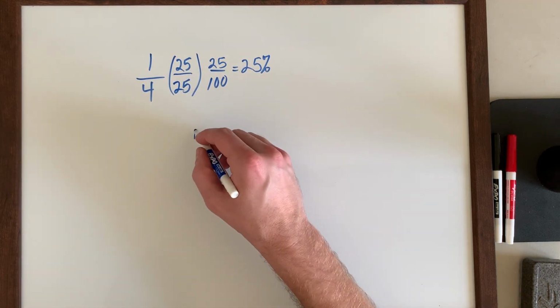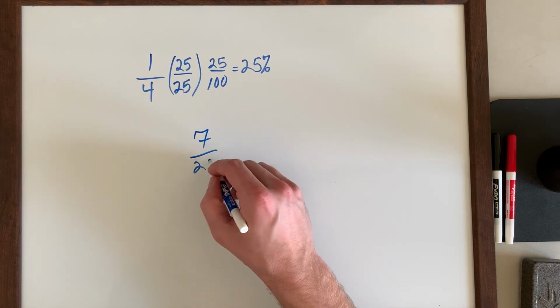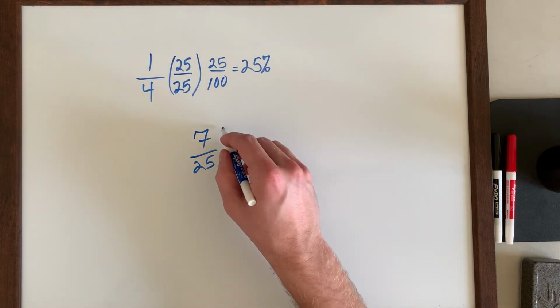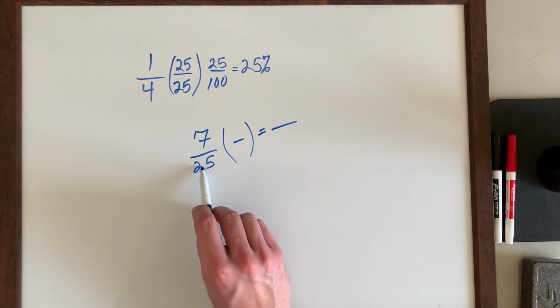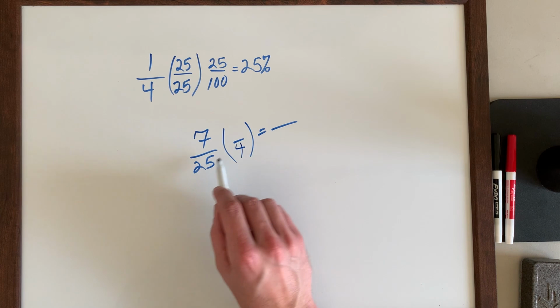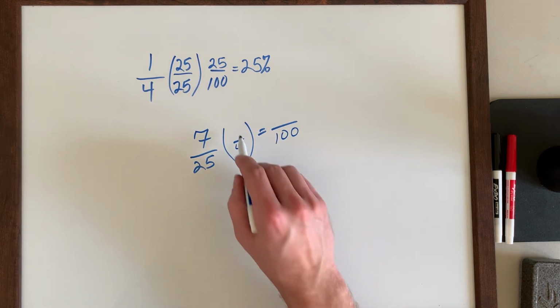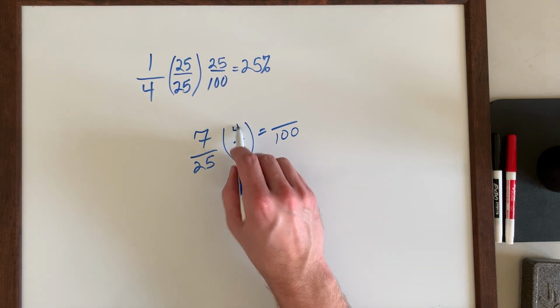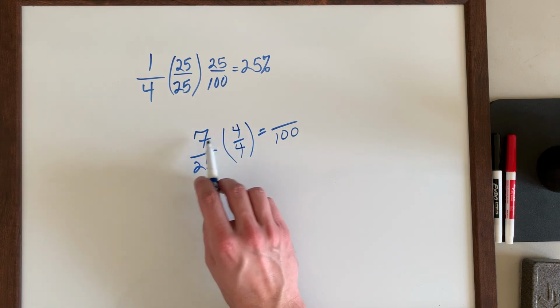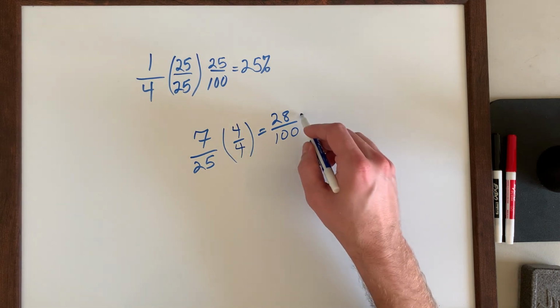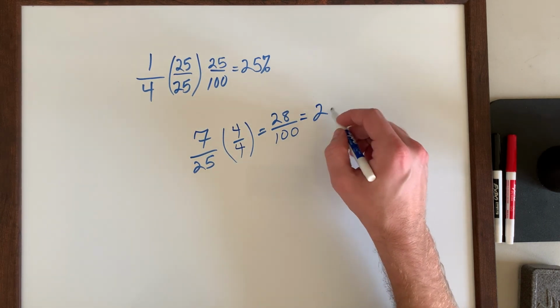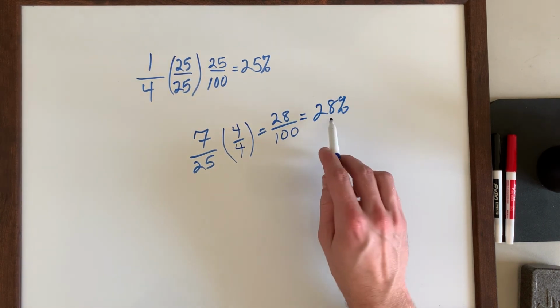Let's look at another example here. How about 7 out of 25? I can do the same thing, and I'm going to multiply by 4, because 25 times 4 gives me 100. If I have a 4 on the bottom of my special 1, then a 4 needs to be on the top, and 7 times 4. This means that 7 out of 25 is really 28%.